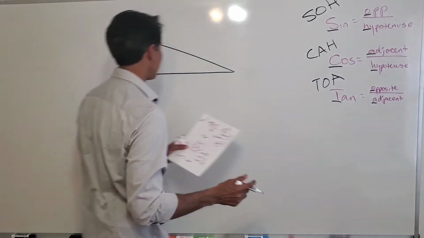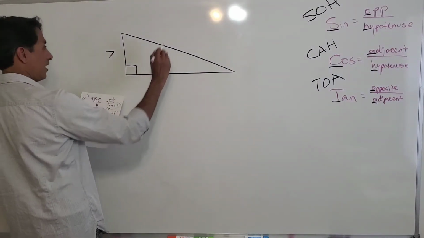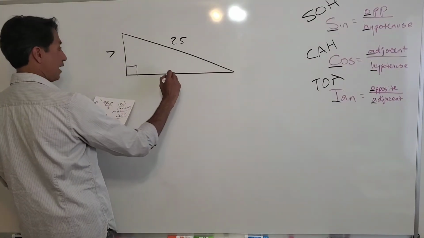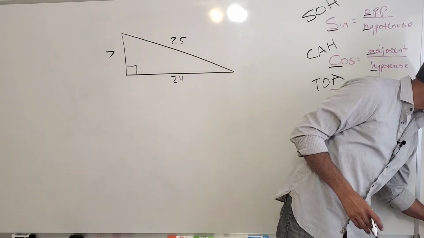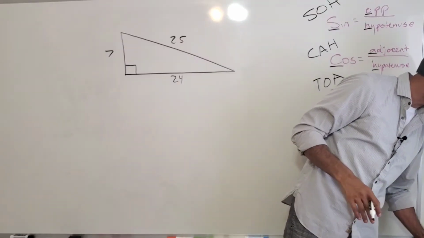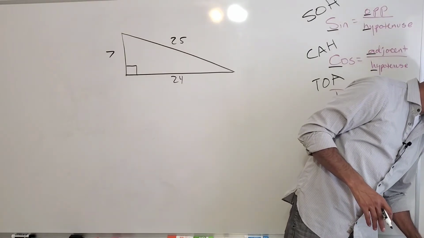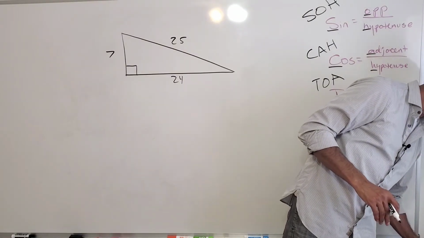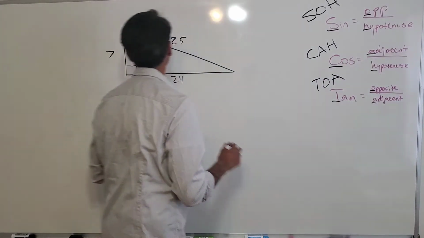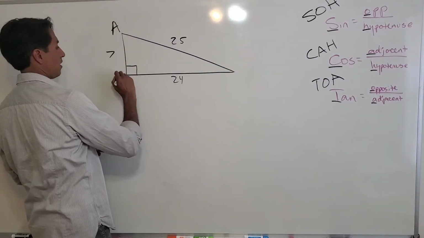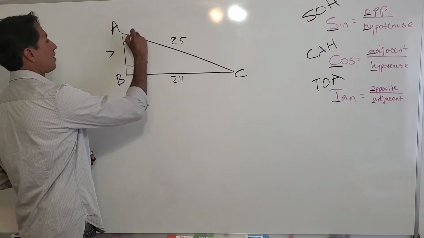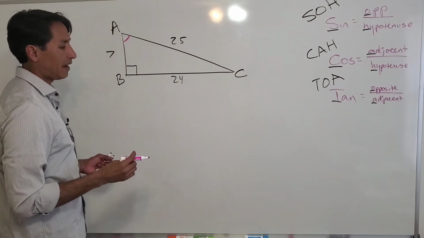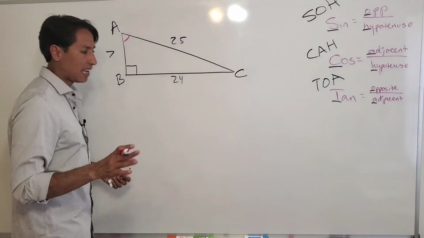Okay, and then we have some lengths here. This is 7, 25, 24, and it says find the values of the 3 trigonometric ratios for angle A. And we have A, B, and C. So I'm going to write those guys real big. Okay, so we know this is angle A, okay? And all they want you to do is exactly what they asked.